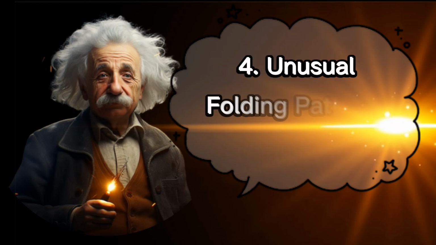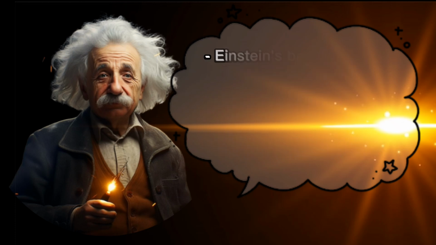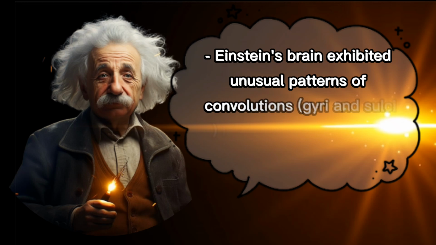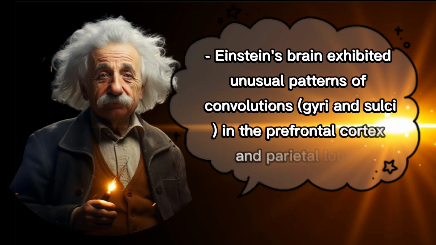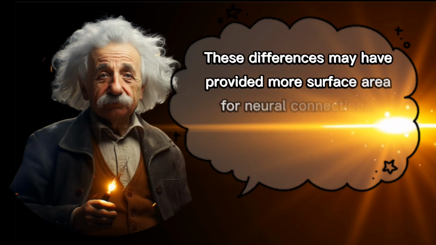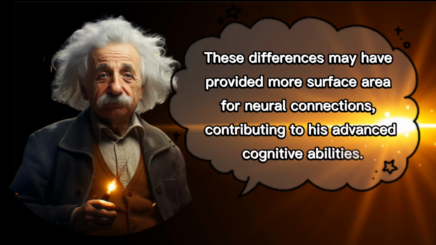4. Unusual folding patterns: gyri and sulci. Einstein's brain exhibited unusual patterns of convolutions, gyri and sulci, in the prefrontal cortex and parietal lobes. These differences may have provided more surface area for neural connections, contributing to his advanced cognitive abilities.